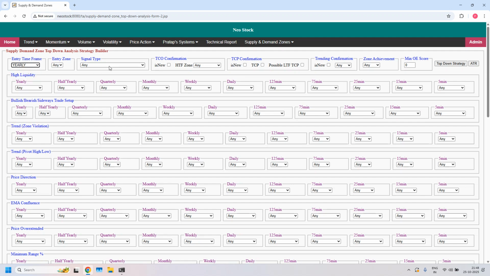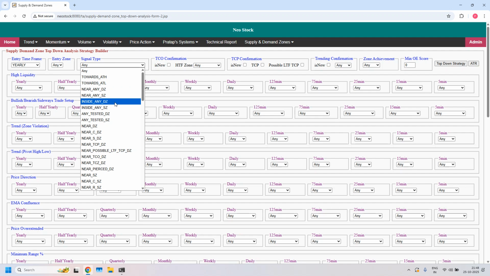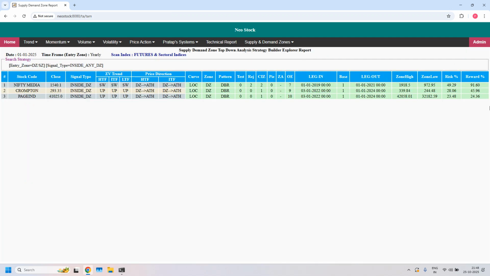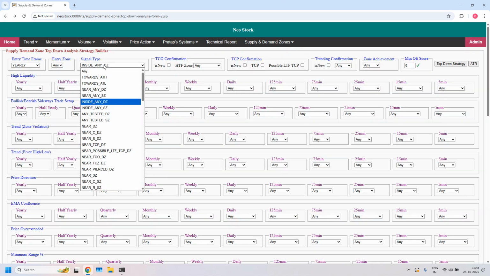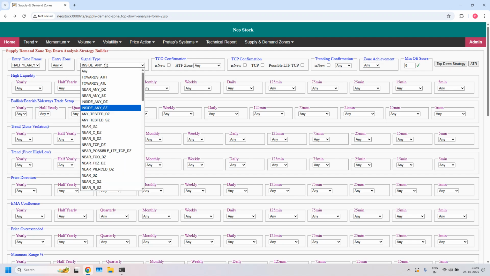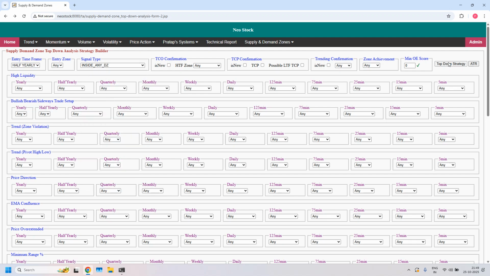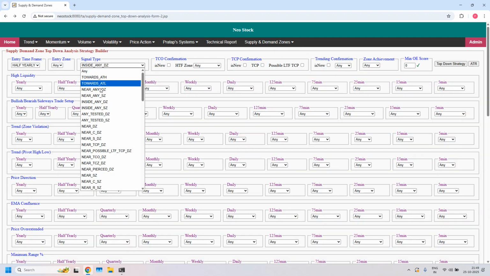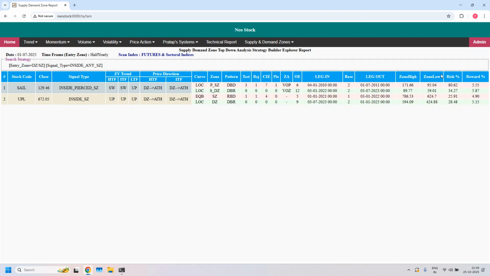First, yearly time frame. Price closed inside yearly demand zone, we got 3 stocks. Next, price closed inside yearly supply zone, no stocks. Half yearly time frame, price closed inside half yearly demand zone, we got 5 stocks. Next, price closed inside half yearly supply zone, 2 stocks we got.